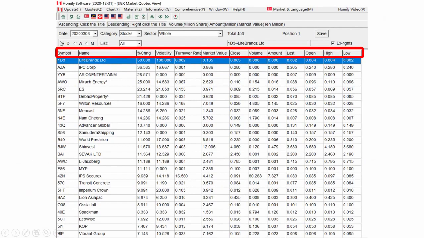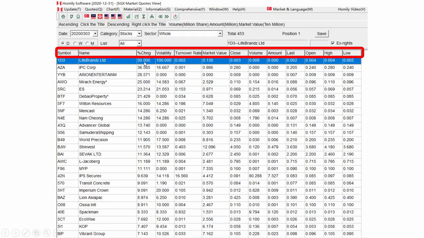For example, we click the market, click the Singapore market. So all the shares in trading will appear, totally more than 400. And you see here there is a symbol, the stock code, stock name, percentage change, volatility, turnover rate, and market value. Every one we right click, it will be put in order from bigger to smaller. And we left click, it is smaller to bigger.